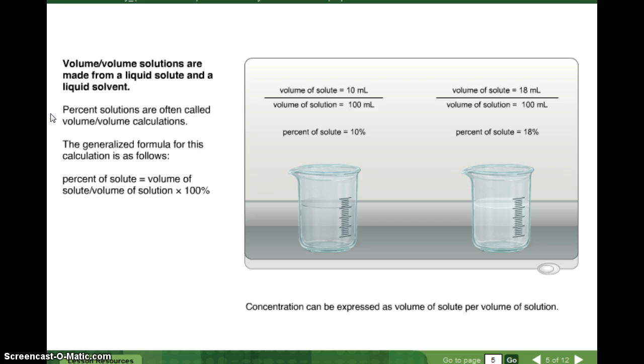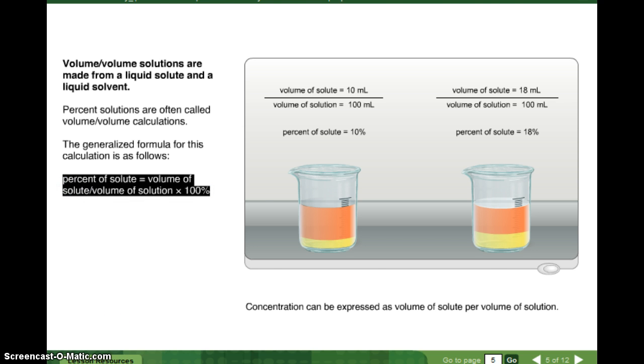Percent solutions are often called volume calculations. The generalized formula for this calculation is as follows. Percent of solute equals the volume of the solute divided by the volume of the solution times 100%. So in other words, if I have 10 milliliters of isopropyl alcohol, the total bottle has 100 milliliters, you just divide it and multiply by 100 and you get 10%. We could also do this with volume of the solute with fruit juice, 18 milliliters of fruit juice. The total container holds 100 milliliters and therefore it's 18%. So divide and then multiply by 100.